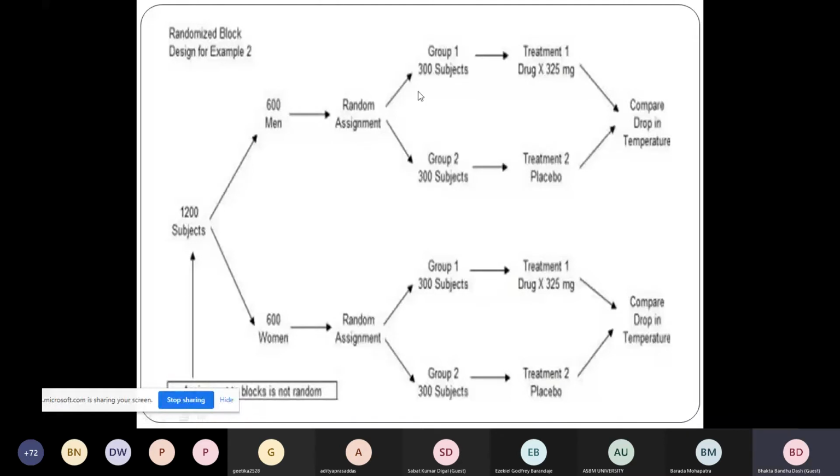distributed 600 men into 300 subjects each. First group, second one. In the first group, I provided the first treatment. In the second group, I provided the second treatment. And now I compare the difference between group 1 and group 2. Here I can understand not only the difference, but also the difference of two treatment conditions, not one. That's why it is called randomized block design. Here two treatment conditions are there, not one treatment condition.